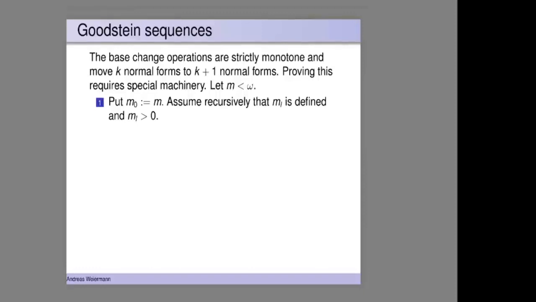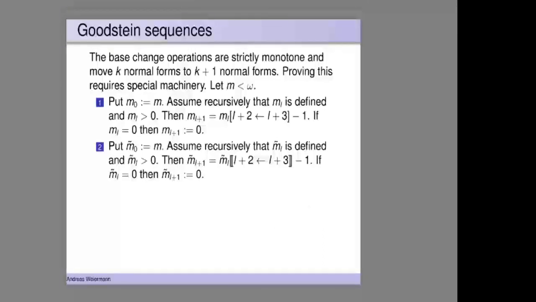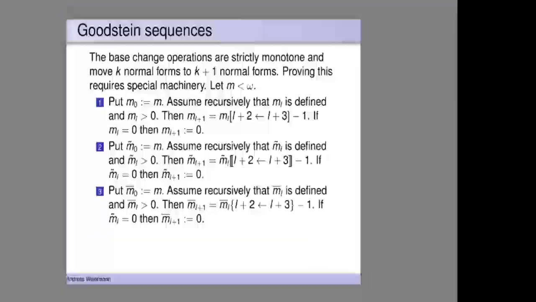Now I define Goodstein sequences with respect to those principles. And the definition of the Goodstein principles is no surprise. I just copy and paste the old definitions. So at time 0, m 0 is m. And if m l is bigger than 0, then m l plus 1 is, I take m l, replace base l plus 2 by l plus 3, and I subtract a 1. And if m l hits 0, then m l plus 1 stays 0. And I do the same for the other principles. So for base change in the second argument, I define the corresponding Goodstein sequences. And for base changes in alpha only, I define corresponding Goodstein principles.